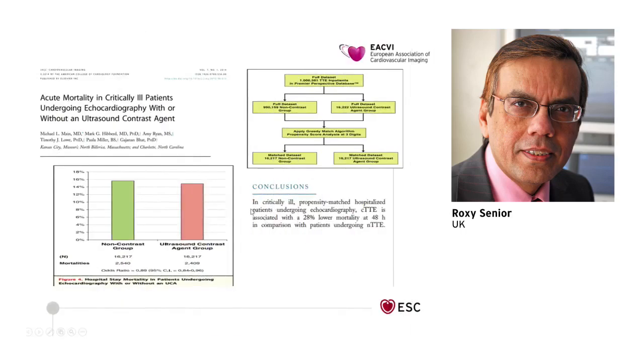And this is further elucidated 4 years later in another study, again in critically ill patients looking at acute mortality. This is a propensity matched population where the baseline characteristics of these two groups of patients who were admitted in the critical care unit were matched first, and then they looked at mortality. This is mortality in hospitalized patients, so this is maybe 3 to 4 days. It's 14% in the non-contrast group and about 13.5% in the contrast group.